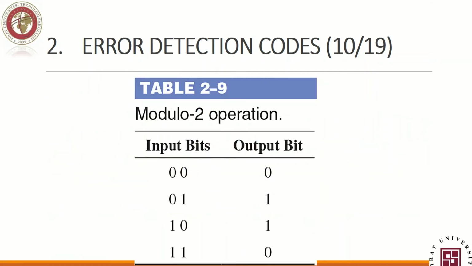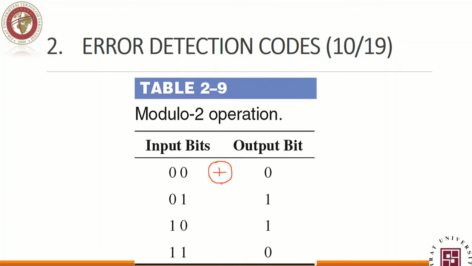Now have a look. Let's say we have 2 bits, 0 and 0. The XOR operation is represented by something like this: a plus with a circle around it. So 0 XOR 0, the outcome or the result or the output is 0. 1 XOR 1, the output is 0. 0 XOR 1 is 1. 1 XOR 0 is 1.